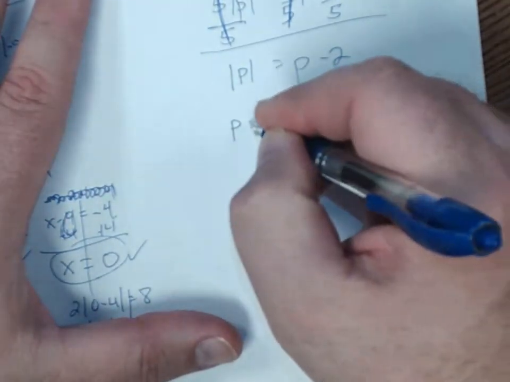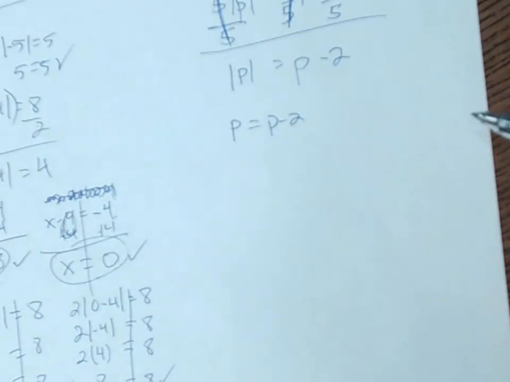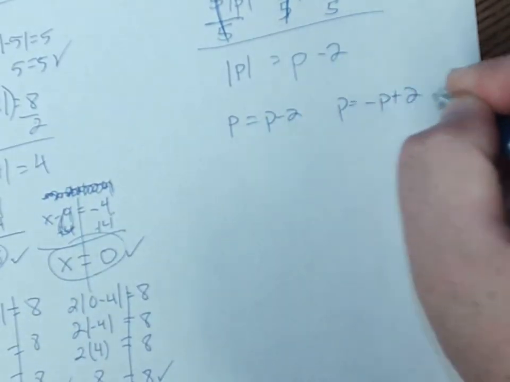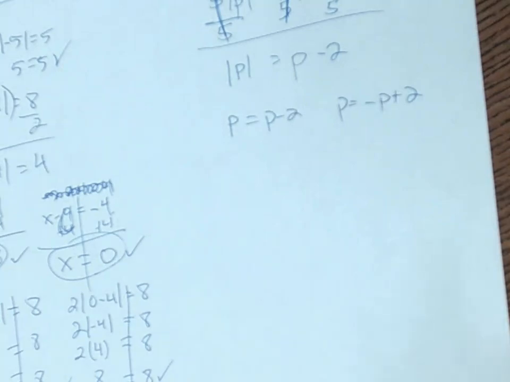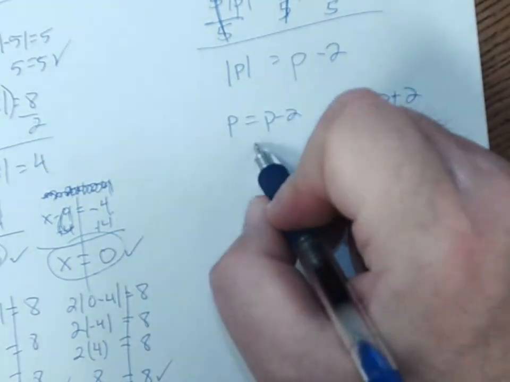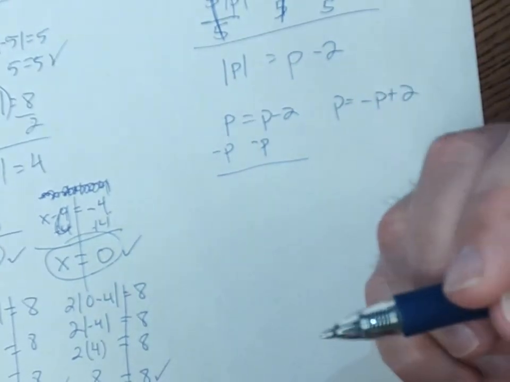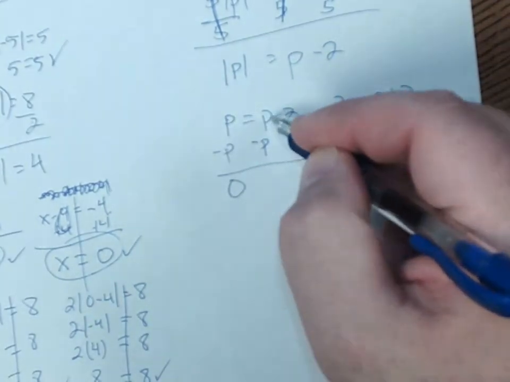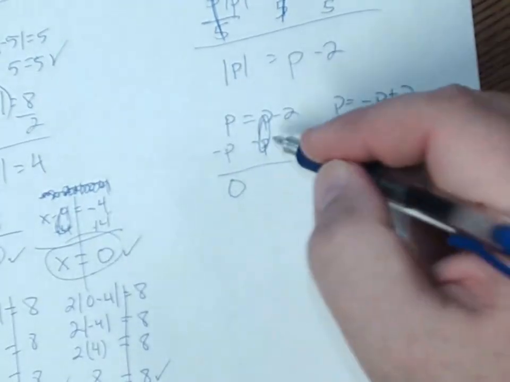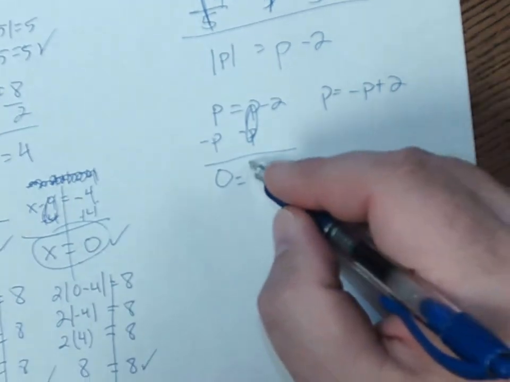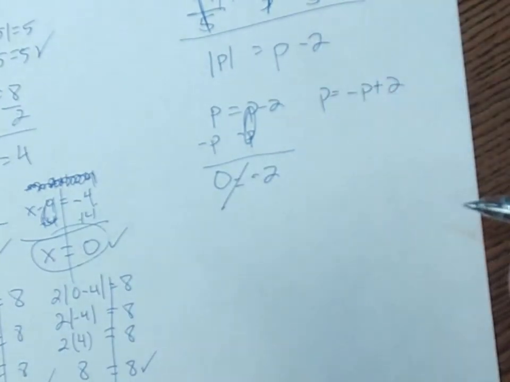So we'll go p equals p minus 2. The other possibility is that p equals negative p plus 2. Remember, you change the signs. And then we will solve this. Here I will solve by subtracting p from both sides. When I do, p minus p is 0. P minus p is also 0. 0 minus 2 is negative 2. Is 0 equal to negative 2? It's not. That is not a true statement. Whoops. Yeah, the p's all canceled.